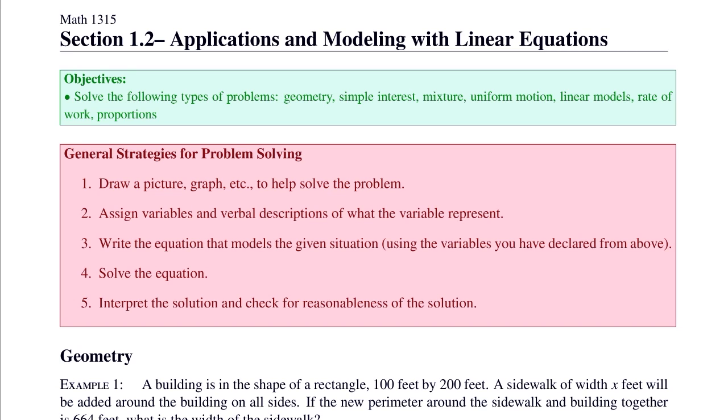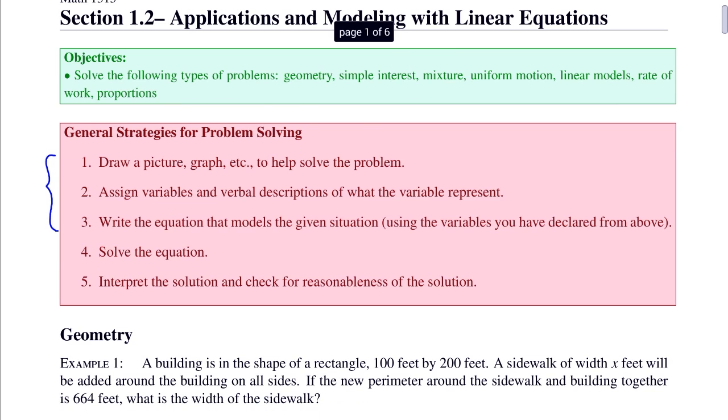Now, honestly, these steps one through three, you sort of do those in conjunction. You're thinking about what picture to draw or what table to create. You're thinking about what variable to use in the table or what variable to assign to some part of the geometric picture, and then you write out the equations and use those variables. So you're sort of thinking about all these at the same time. Just make sure you accomplish all of those before you solve the equation.